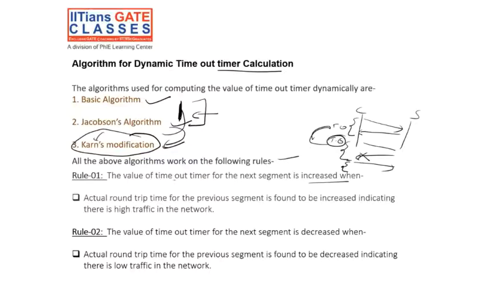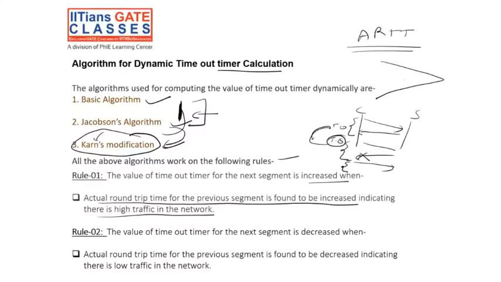So the value of the timeout timer for the next segment is increased when the actual round trip time of the previous segment is found to be increased, indicating there is high traffic in the network. What is the meaning of actual? Actual round trip time is from here to here, right? This one. So this is your actual, right?